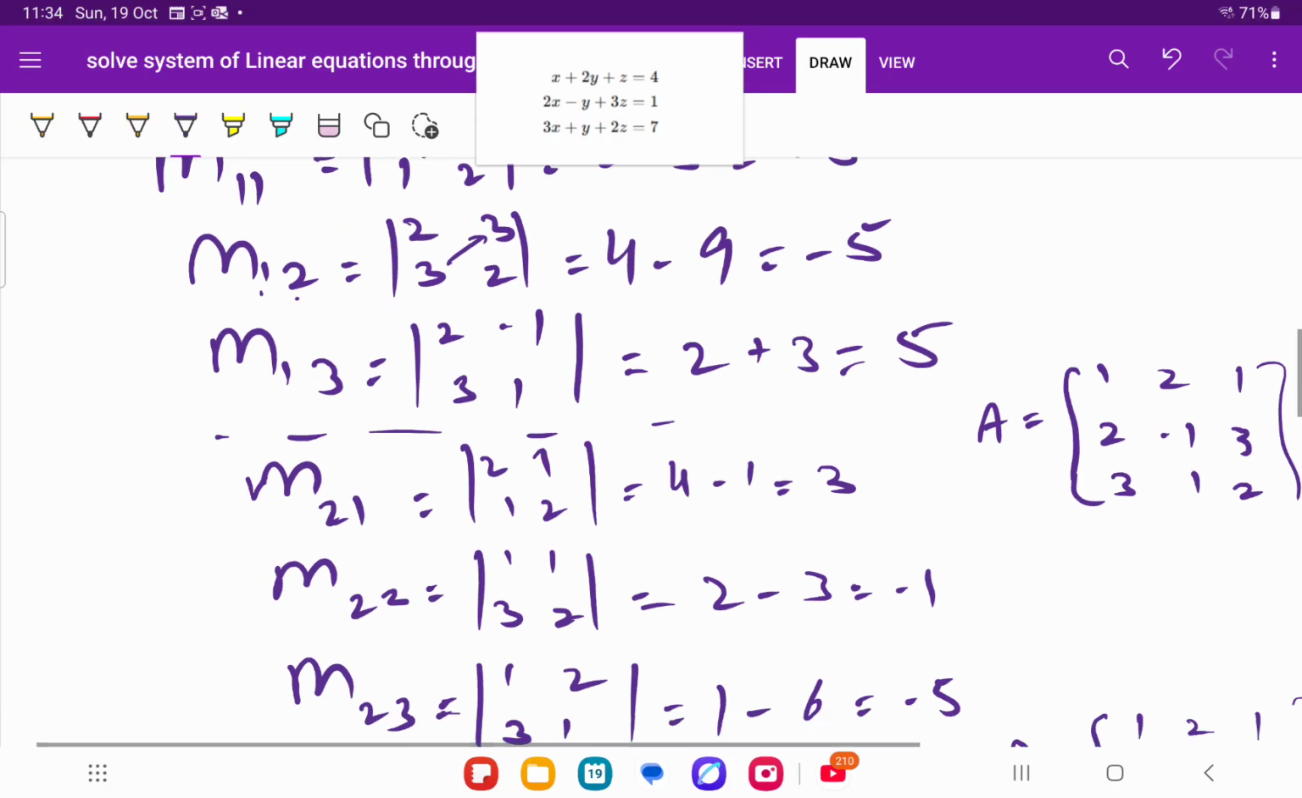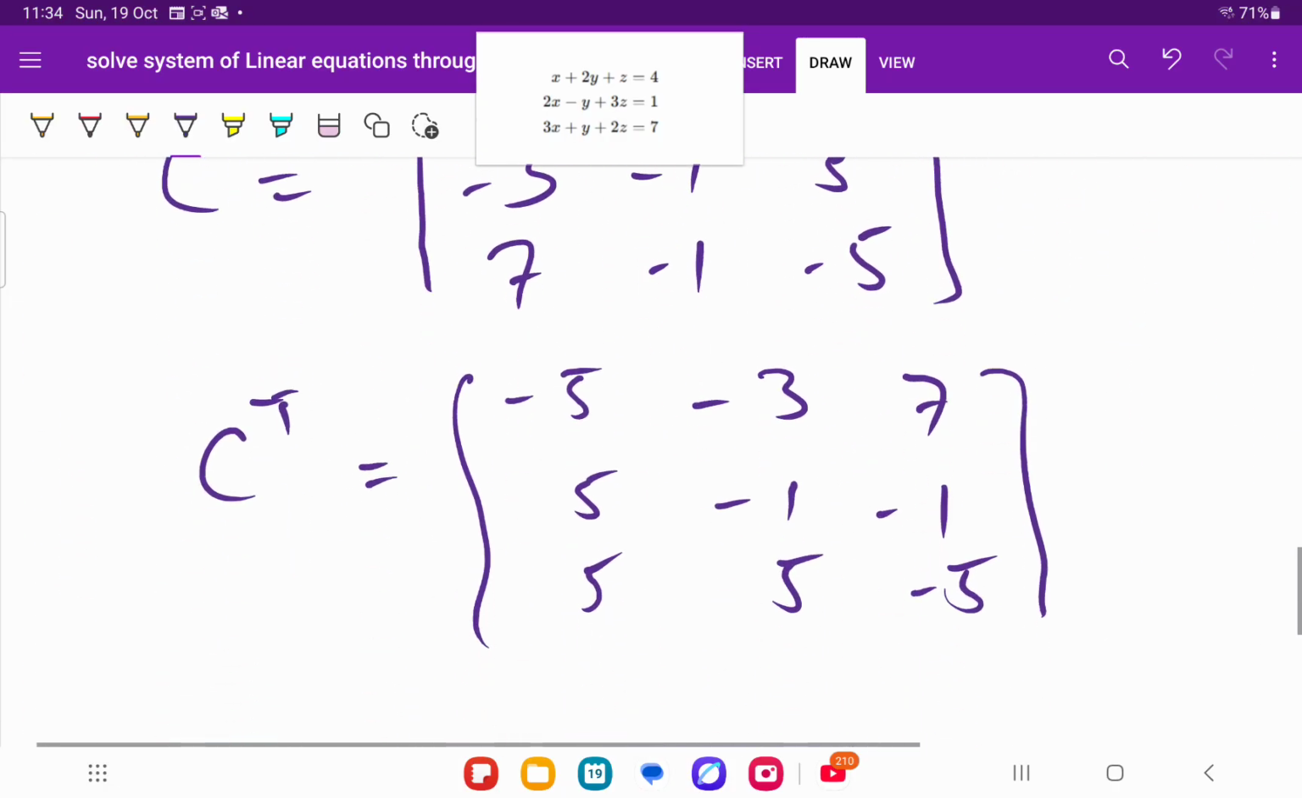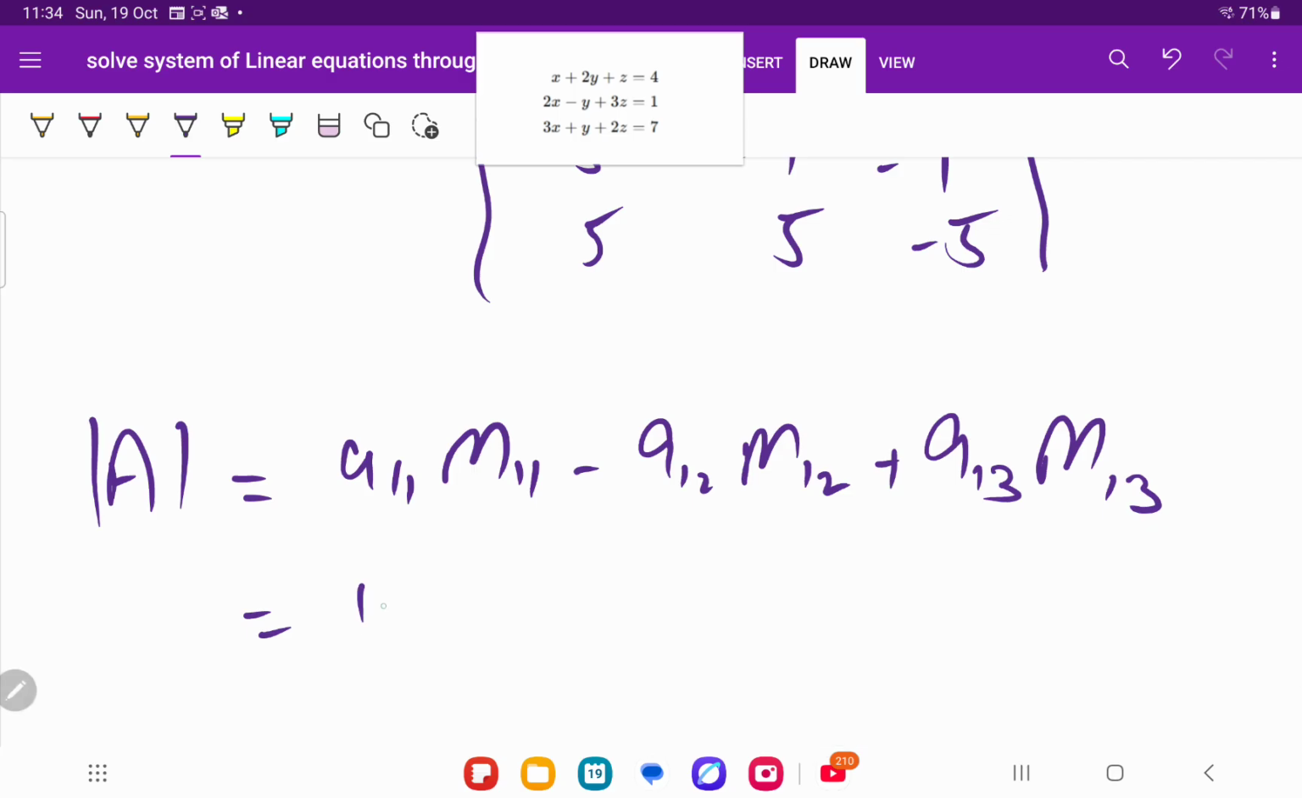Minus 5. Okay, so whatever is needed we have already. So 1 multiplied by minus 5, A11 M11 minus A12. So minus or plus? After A11 M11.